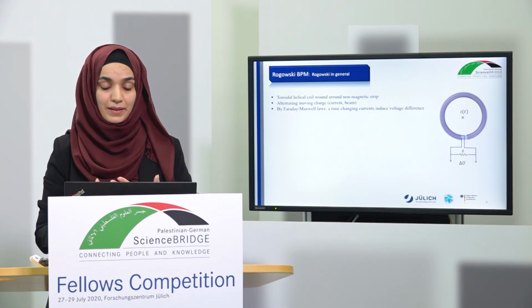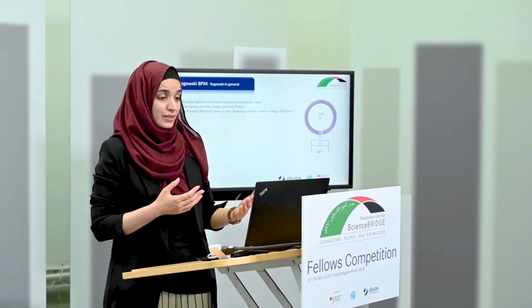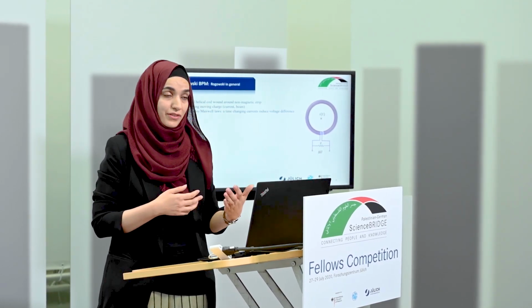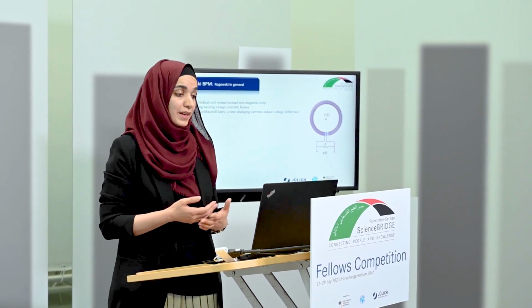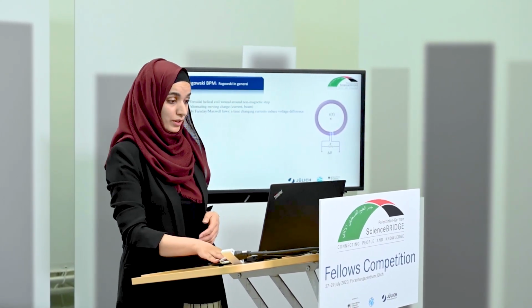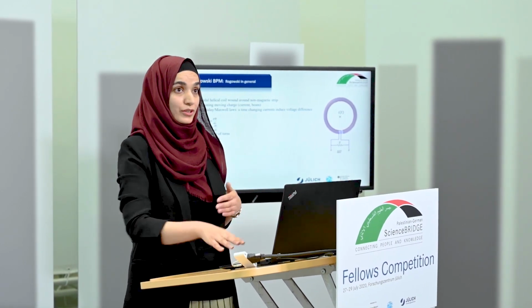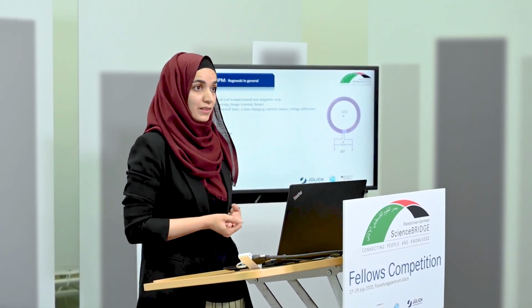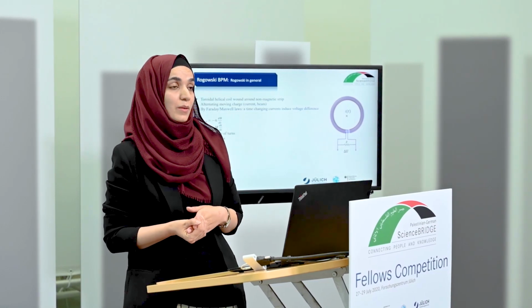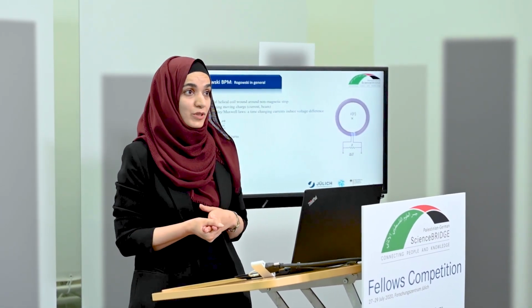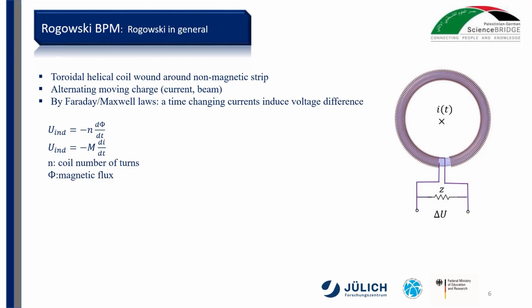Imagine having a current source in the middle. If this current source is changing over time, is alternating, is having a frequency other than DC, then according to Faraday's and Maxwell's equations, a time-changing electric current will give rise to a time-changing magnetic field. And also at the same time, a time-changing magnetic field will give rise to a time-changing electric field. After all, we'll end up having a potential difference between the wire terminals.